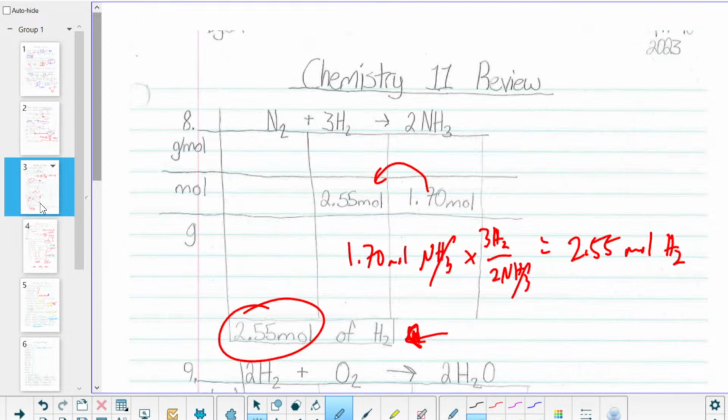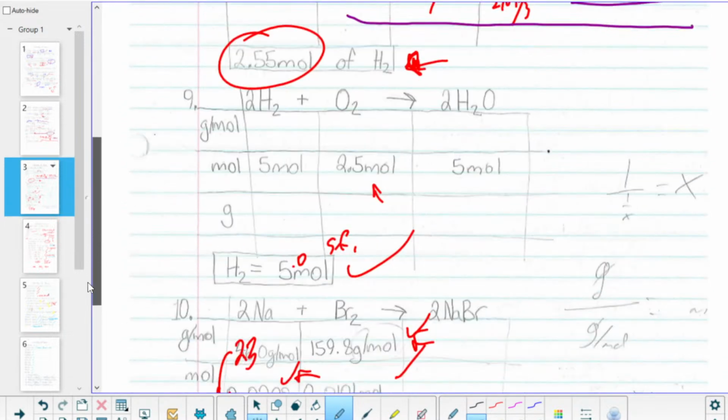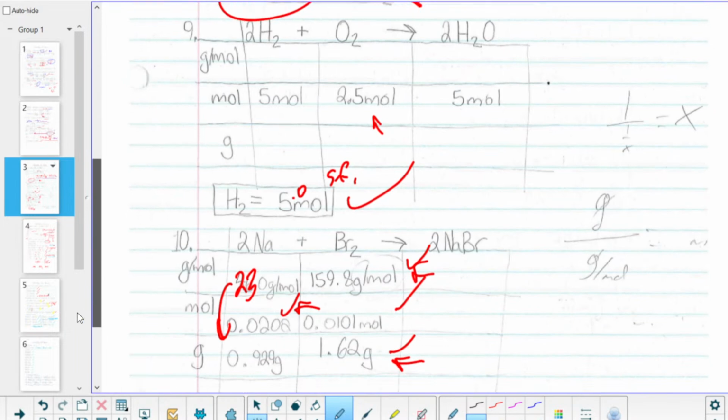8. Divide by 2, multiply by 3, a little bit harder of a stoichiometry in recognizing the 2 to 3 ratio. You can also calculate it out like this, where you say I have 1.7 moles of NH3 times 3 hydrogen gas divided by 2 ammonia, and you get 2.55 moles of H2. Table method, calculation method, all is fine. Start off with 2.5, you end up with 5 moles. It should be 5.0, to 2 sig figs, but other than that, this is well done.